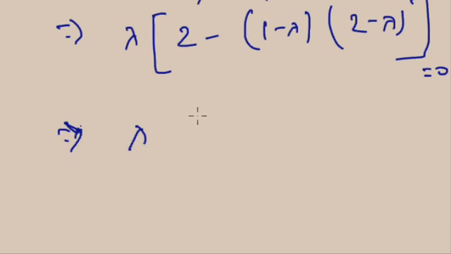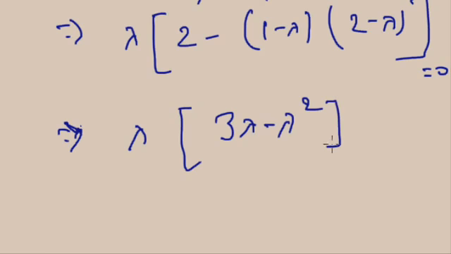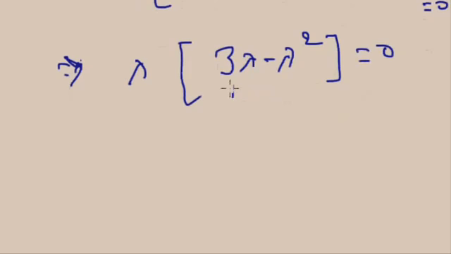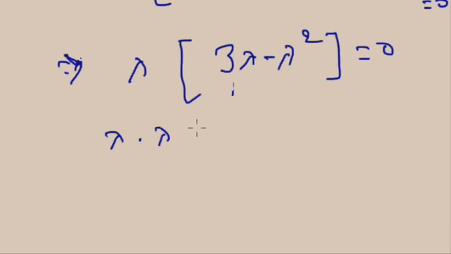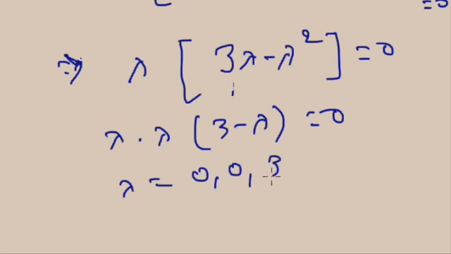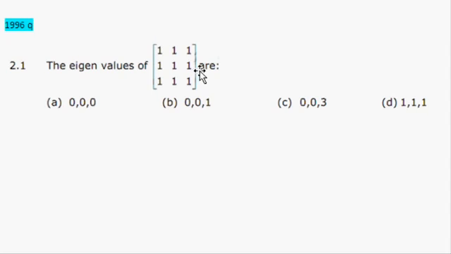Lambda into, when you solve this, it will be 3 lambda minus lambda square is equal to 0. So you will get lambda into (3 minus lambda) is equal to 0. So lambda will be equal to 0, 0 and 3. So the solution for this is 0, 0, 3. So C is the solution.